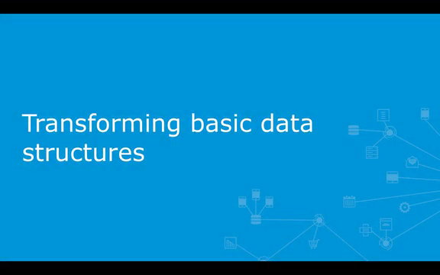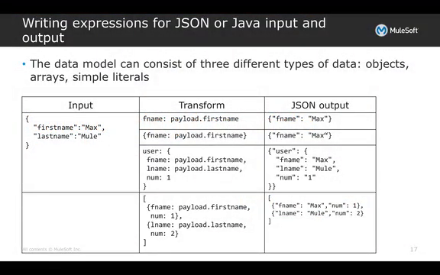Transforming basic data structures. Often we want to write these expressions for JSON or Java input and output, and you'll find that it's very similar between the two. The data model can consist of three different types of data: objects, arrays, or simple literals.